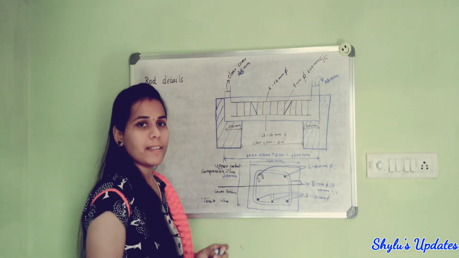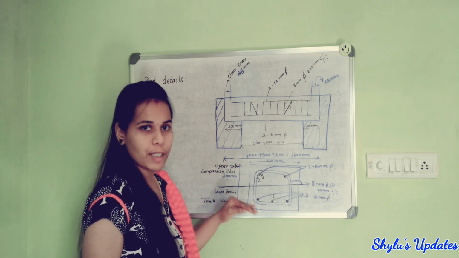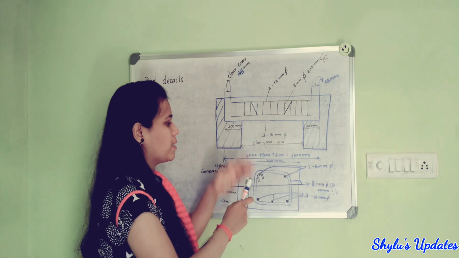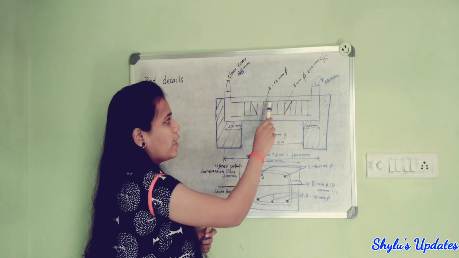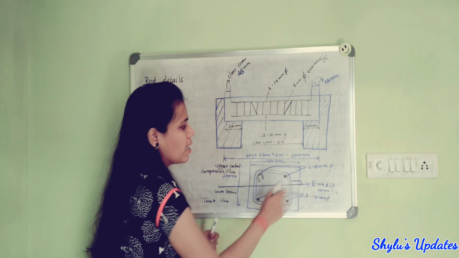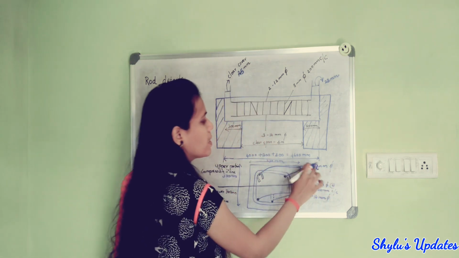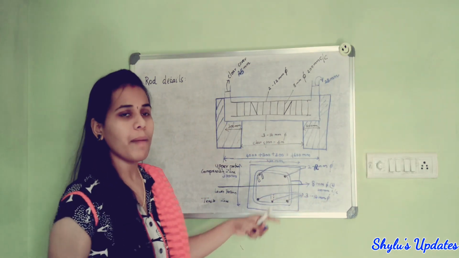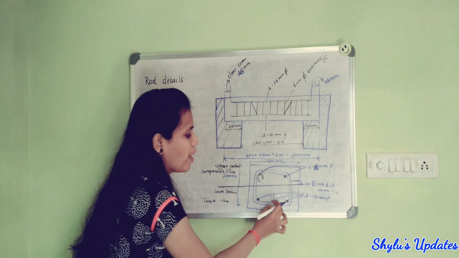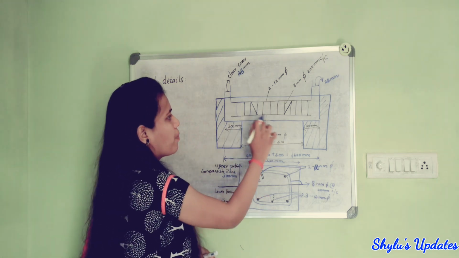Now when we divide this into two portions, the upper portion is the compression zone and the lower portion of this beam is the tensile zone. Here, the same thing: at the top, two numbers of 12 mm dia bar are provided, and at the bottom, three numbers of 16 mm dia bar are provided. In that, one bar is a bend-up bar. That's why I have mentioned it like this.